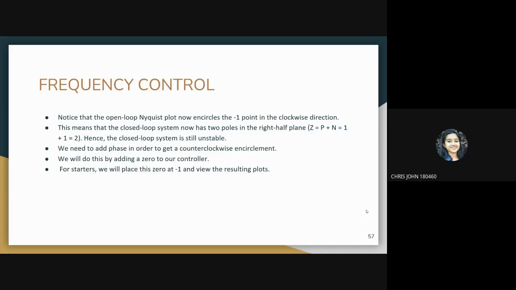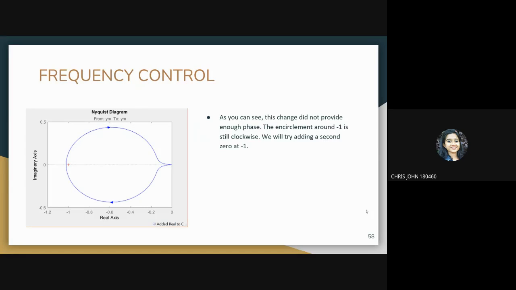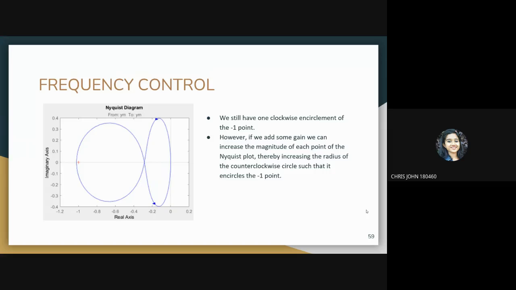So to make this stable, we'll add phase in order to get a counterclockwise encirclement. We'll do this by adding a zero to our controller. Now we'll get the plot like this, but still this is unstable because the encirclement is still in clockwise direction. So by using trial and error method, we'll again add one zero at -1. Now we'll get the plot like this. It is again in the clockwise direction, as you can see.